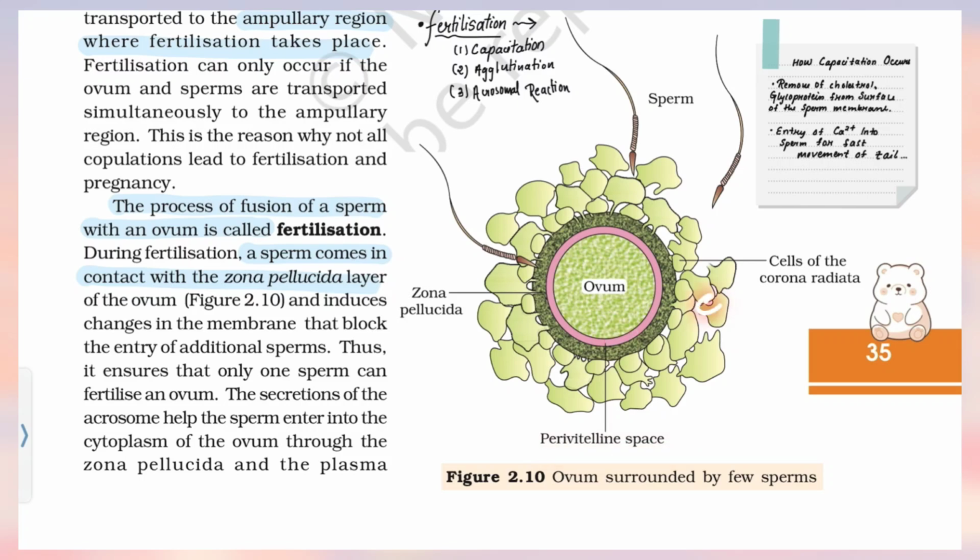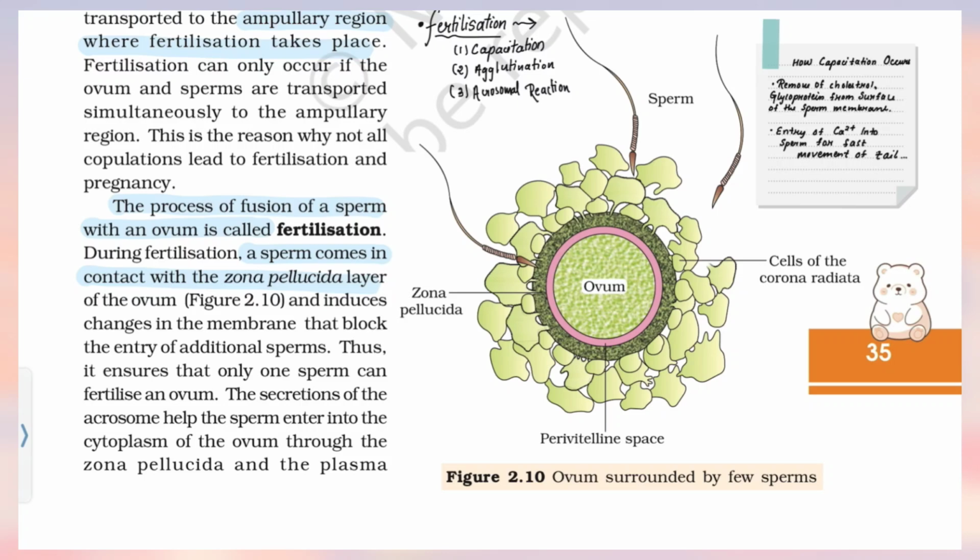The cells surrounding the ovum are called the cells of corona radiata. They are follicular cells that provide protection and nourishment to the ovum. These elongated structures are the sperms, the male gametes moving towards the ovum. When a sperm comes in contact with the zona pellucida layer, it triggers the acrosomal reaction. During this reaction, enzymes released from the acrosome help the sperm to penetrate the corona radiata and zona pellucida.